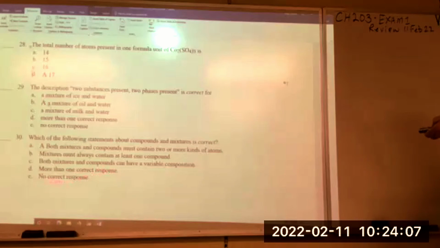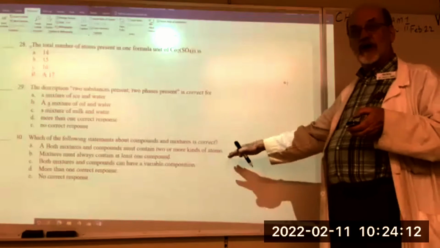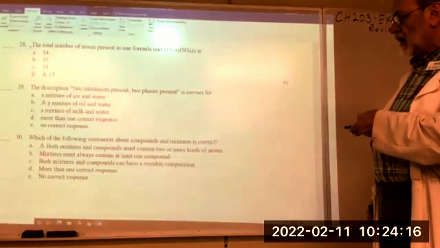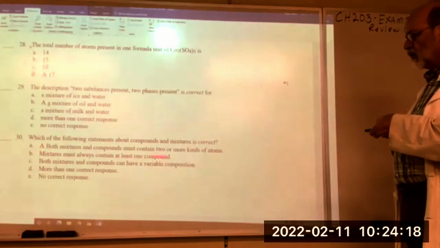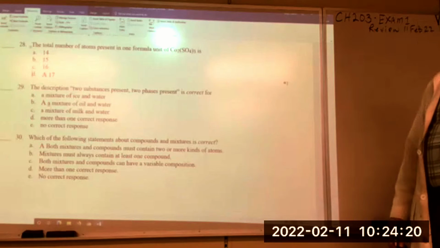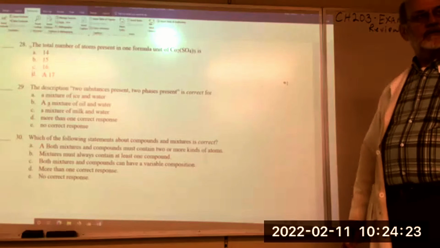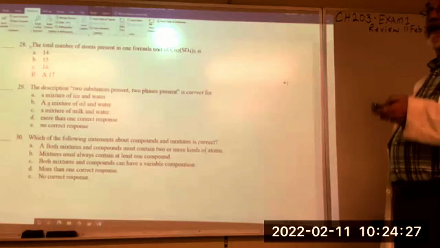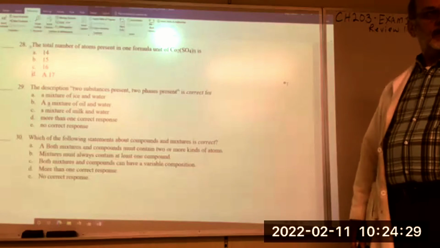More than one correct? No correct. Okay, so in that case, you would need to look at all of them in order to be able to eliminate D and E. Mixtures must always contain at least 1 compound. No, you can have elements. You have 2 elements together. We could mix argon and neon together. They're atomic.